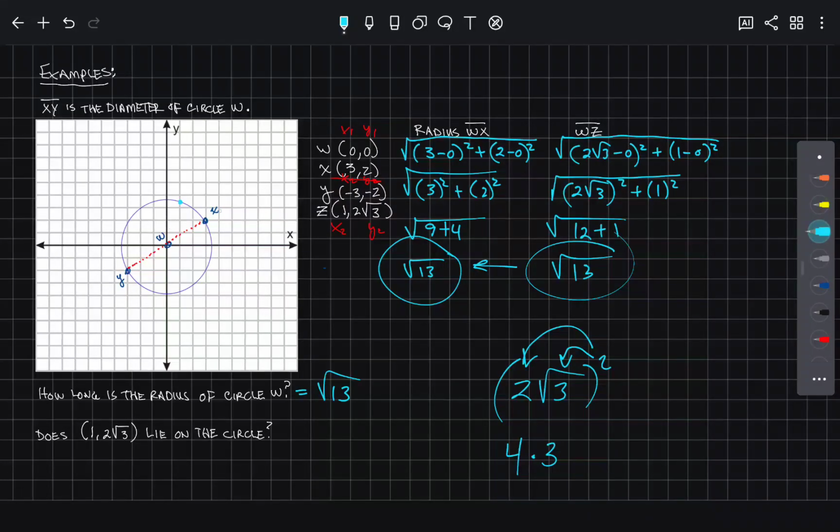So we know that WX, right here, is the square root of 13. We also know that WZ is going to be the same distance. So we could put Z right here because we know that's where it's at, which means that that is also the square root of 13. So yes, that point does lie on the circle.